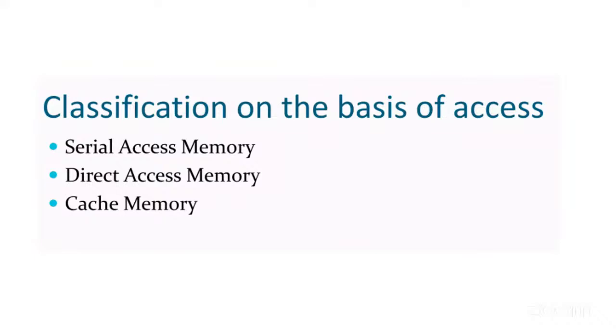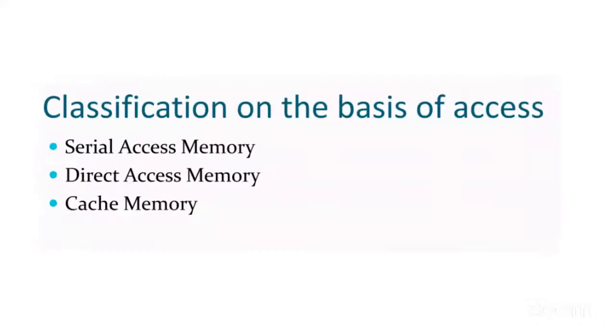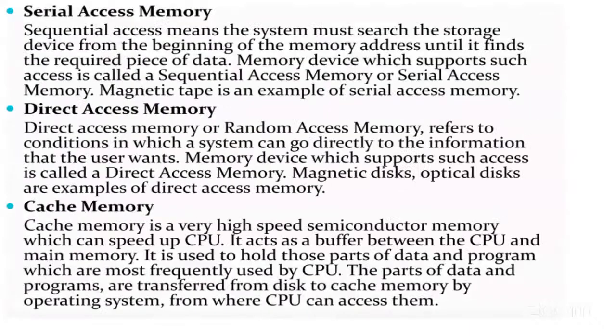Classification on the basis of access. Serial access memory, direct access memory, and cache memory. Now, let us discuss the various memories again. How we access the memory gives three types: serial, direct, and cache.